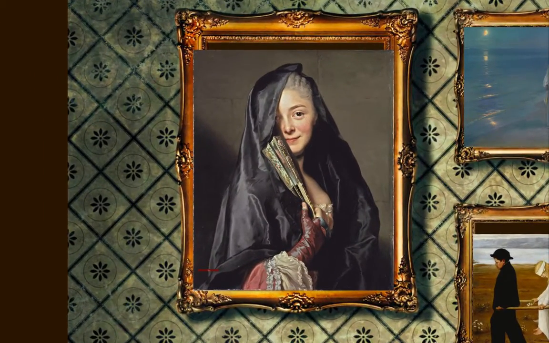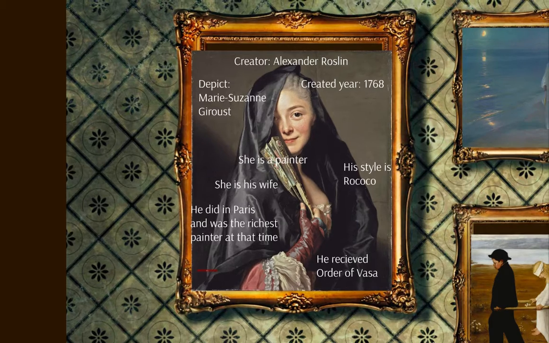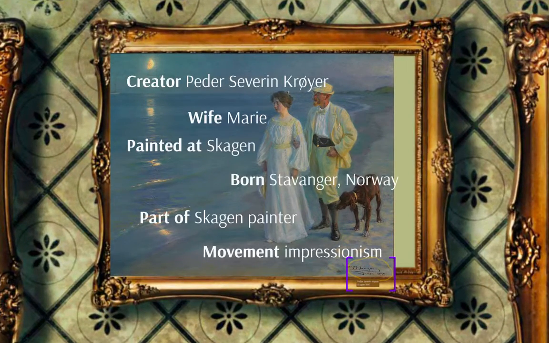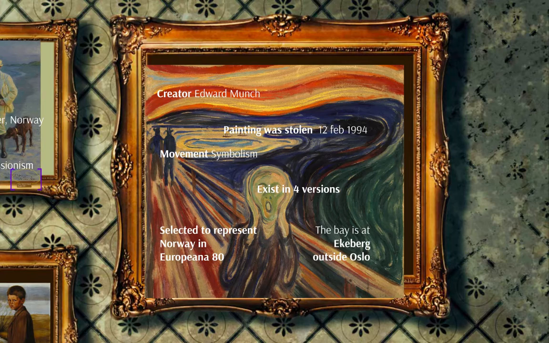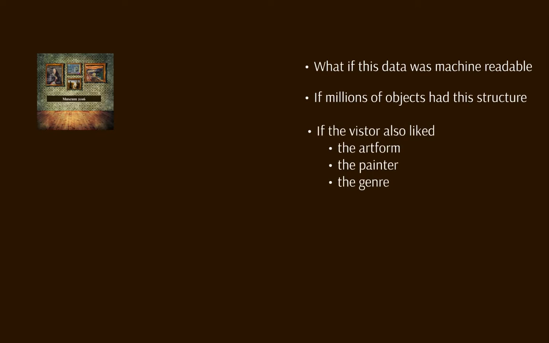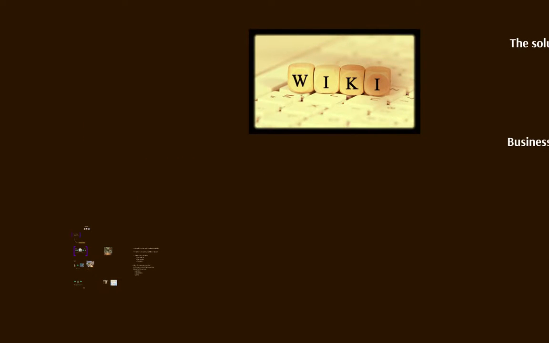And if you look into a painting like this, famous from Sweden, you have a creator, you have a year, you have who it depicts, you have that she is also a painter, she is a wife, it's a style, and so on and so on. You have this painting, you have this Kruger, it's Skagen, and so on. So you have a lot of information about the painting. So this is Edvard Munch, and so on. So what if this data about the painting was machine readable and we could use it?